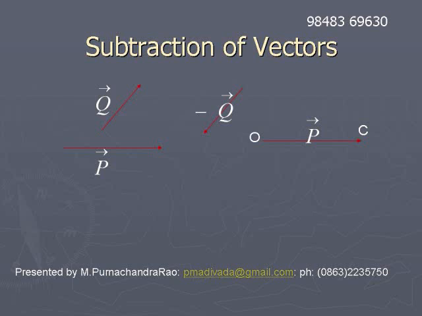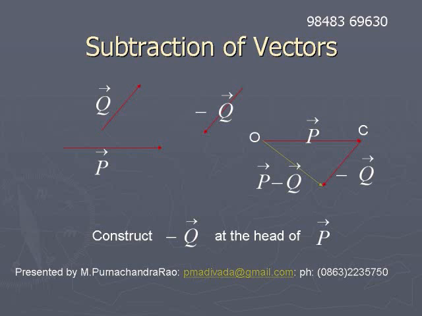At C, construct minus q bar vector. Construct the vector minus q bar at the point C, at the head of p bar. Then join the origin of p bar, tail of p bar, to the head of minus q bar. Then we will get p bar minus q bar. So it is nothing but adding minus q bar to p bar.